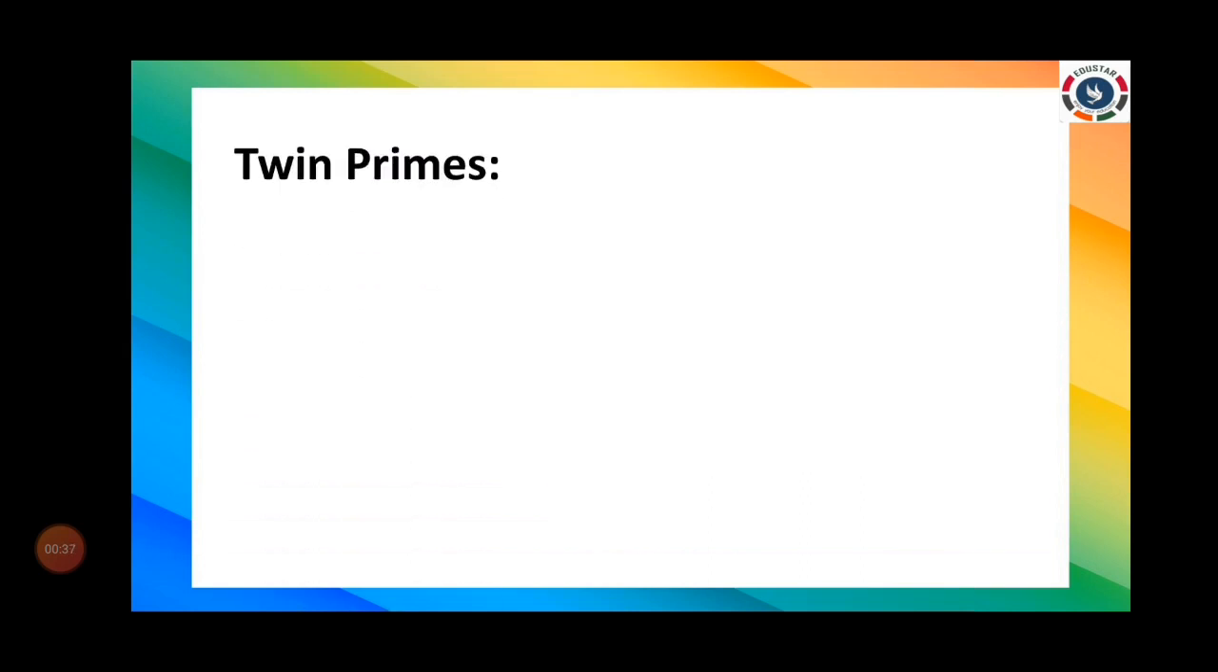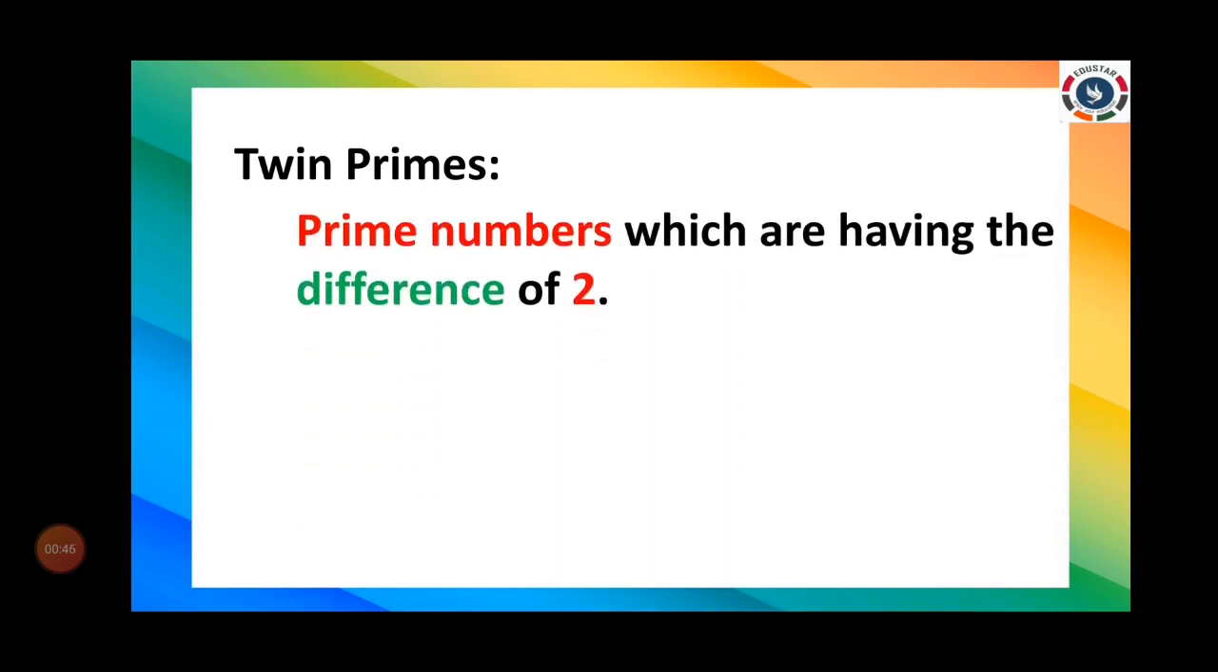Then twin primes. What do you mean by twin primes? How can we find them? I'm going to explain that. Twin primes are two prime numbers which have a difference of 2. Difference means subtract. If you subtract the two prime numbers and get the answer 2, they are twin primes.